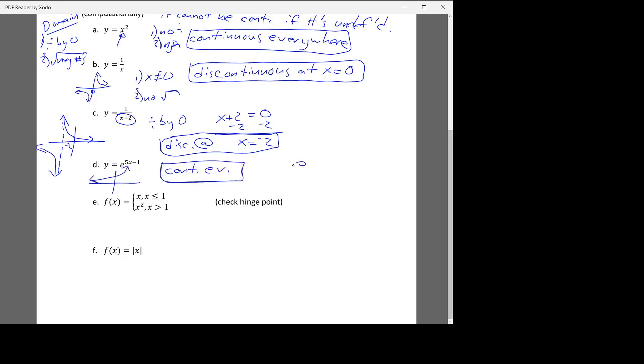And e to the power is a friend, a good friend. It's a low maintenance friend. So I'll show you those high maintenance friends. I'll show you some other low ones on the next page, I think.